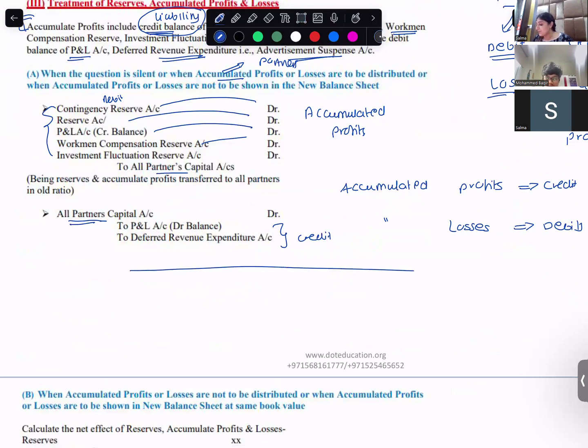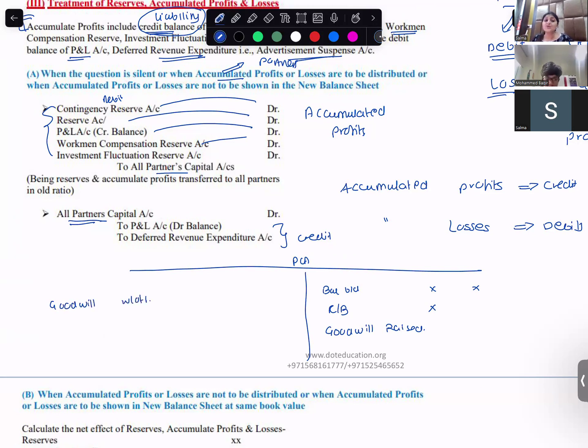So if you remember your partner's capital account, it will always have the opening balance. Below that, there is cash, additional capital that they bring in. If goodwill is raised, it will come on which side? Credit side. If there is goodwill written off, it will come on which side? Debit side.